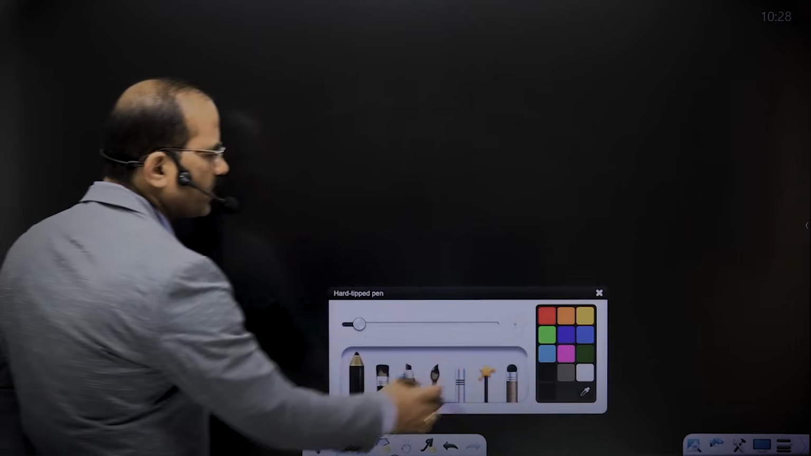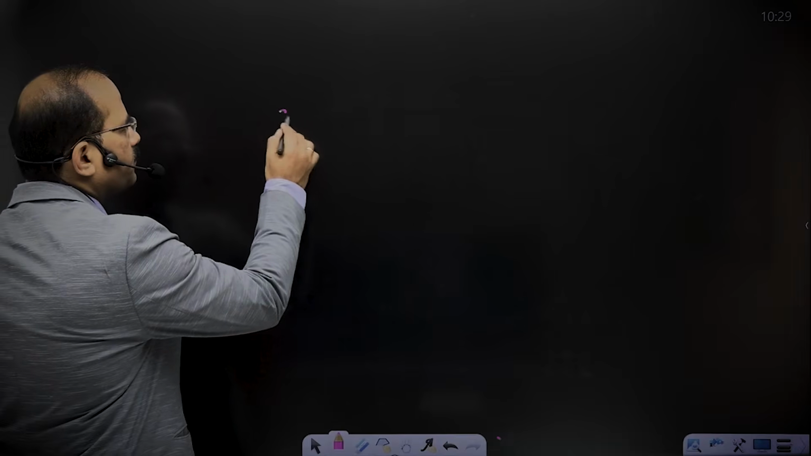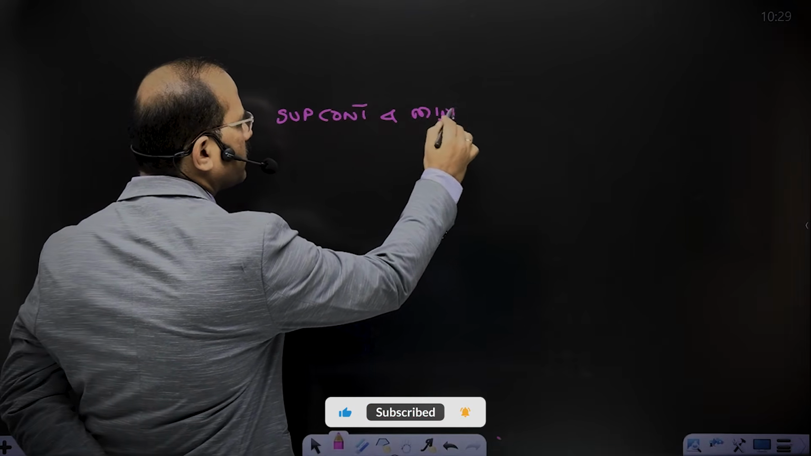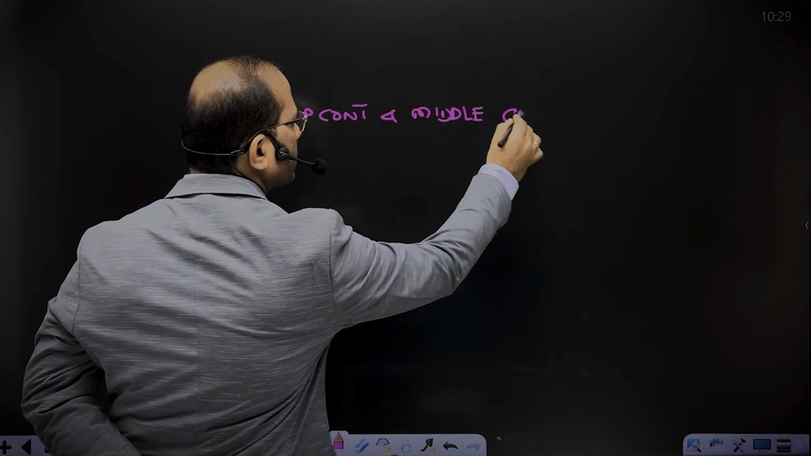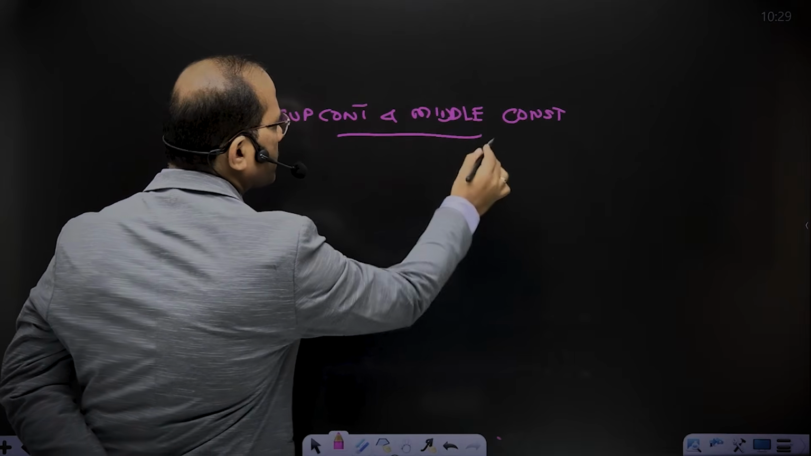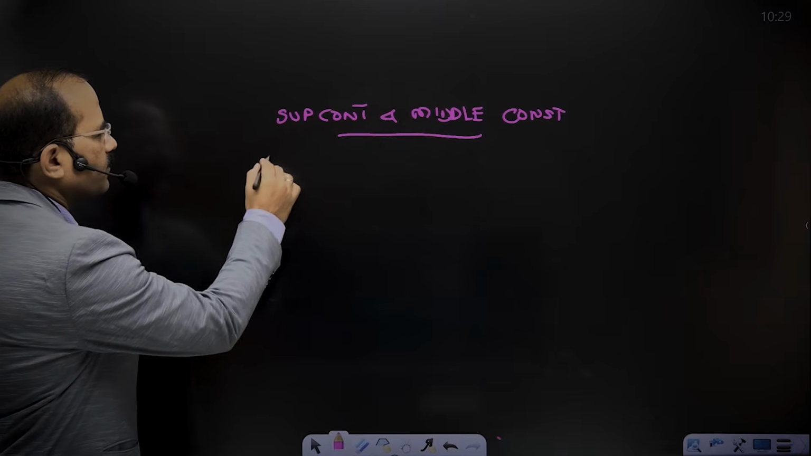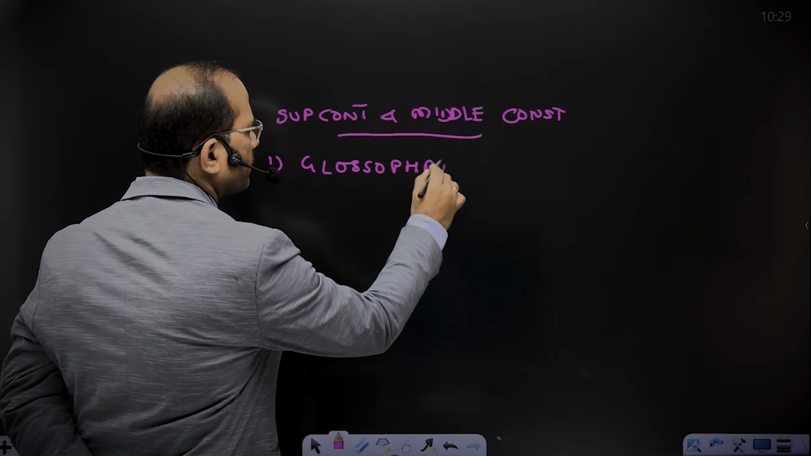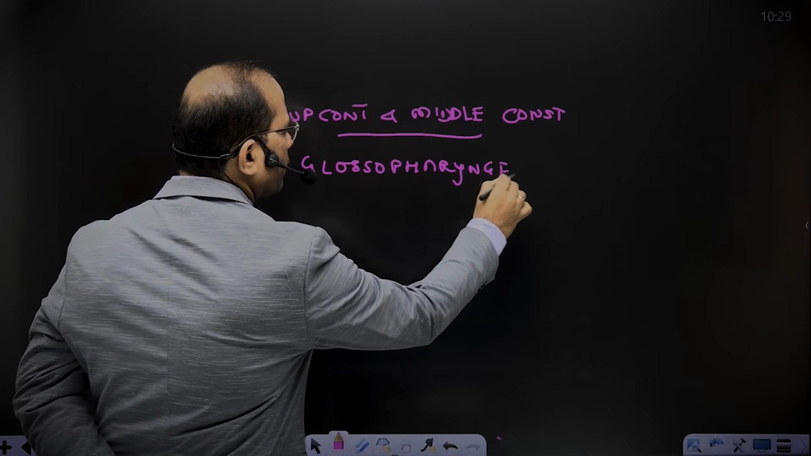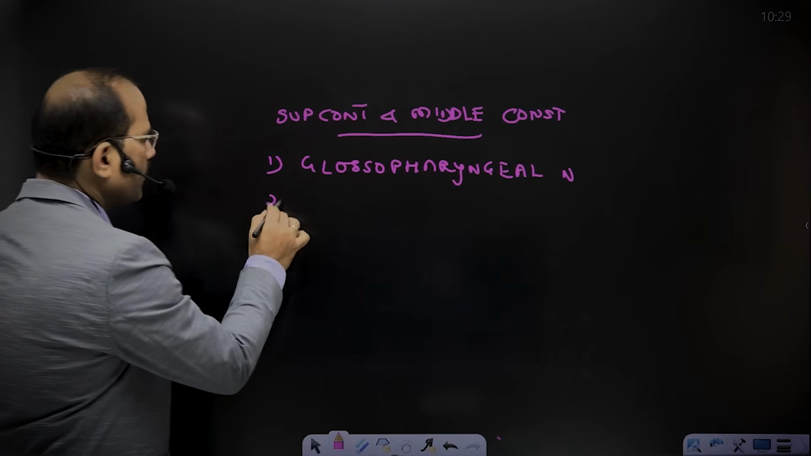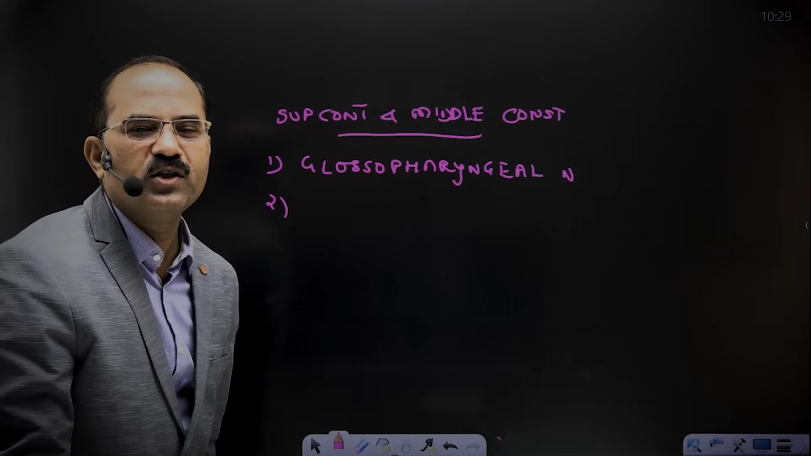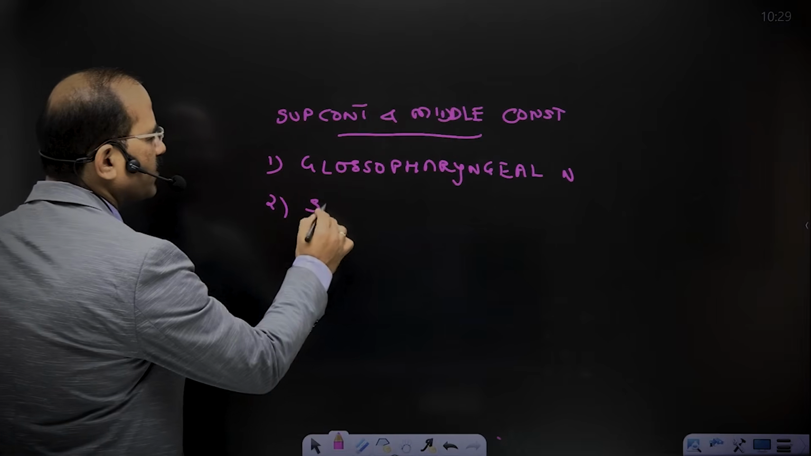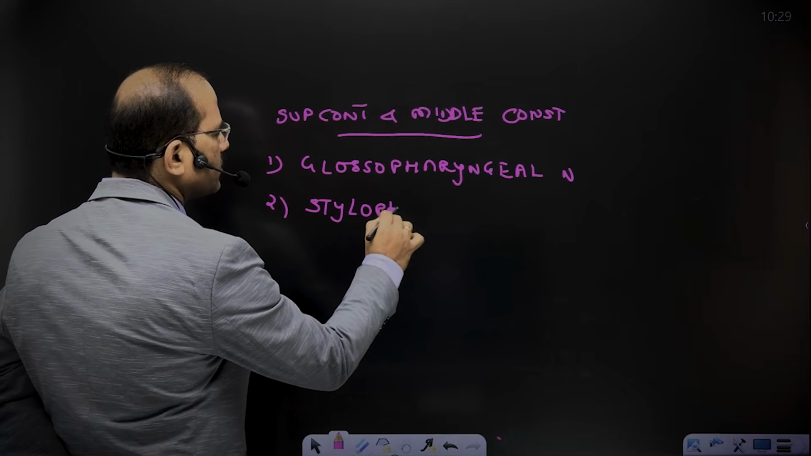Now, coming to the next one, structures passing between the superior constrictor and middle constrictor. Superior and middle constrictor. So what are the structures which pass between the superior and the middle constrictor? One is the glossopharyngeal nerve, and the muscle which the glossopharyngeal nerve, the ninth cranial nerve, supplies. Which is that muscle, students? Come on. That's the stylopharyngeus.